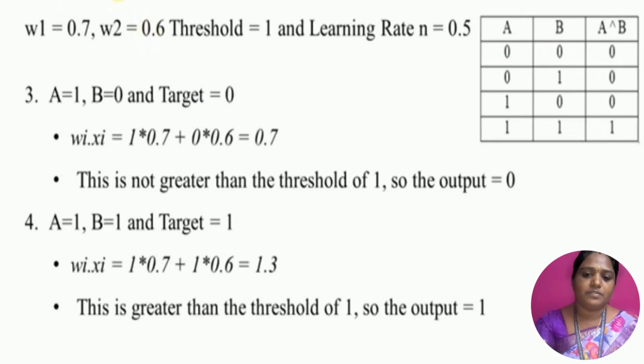Then take the fourth row values, with input 1 and 1, and the targeted output is 1. Applying the formula Wi into Xi produces the output value 1.3. This is greater than the threshold of 1, so the output is 1.